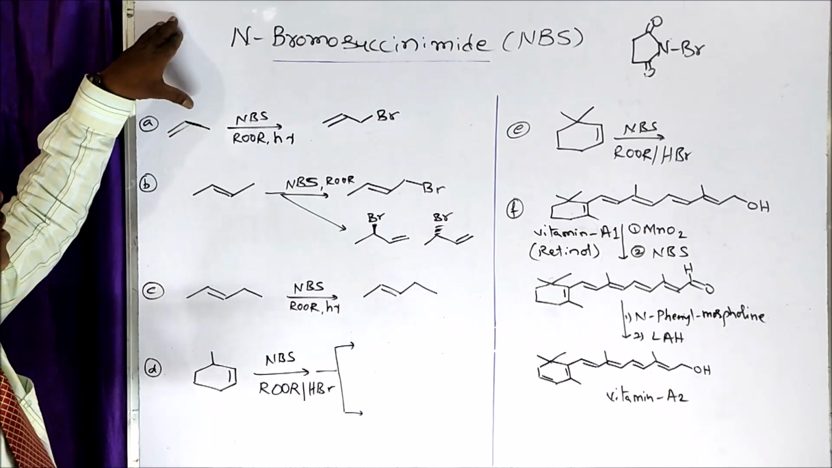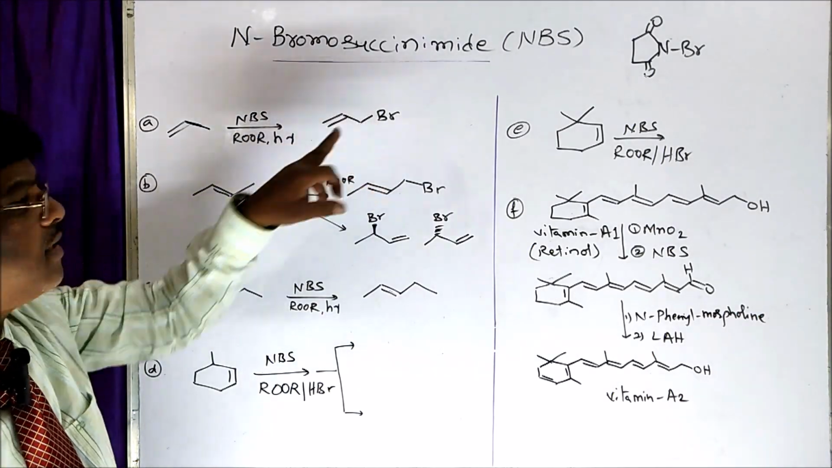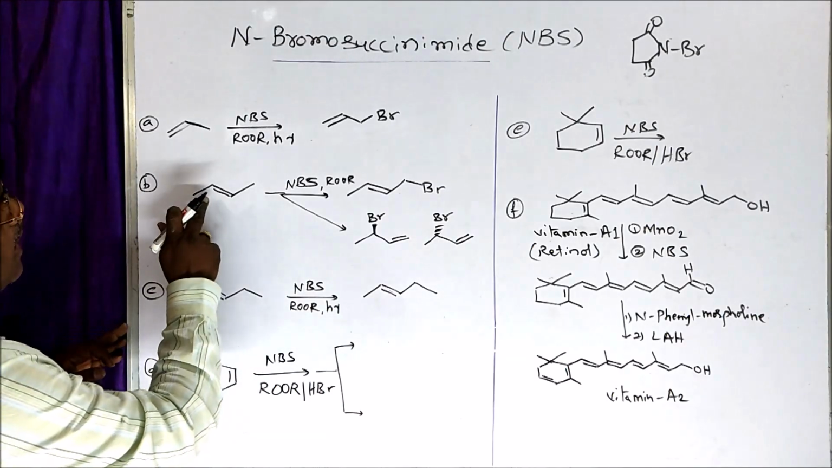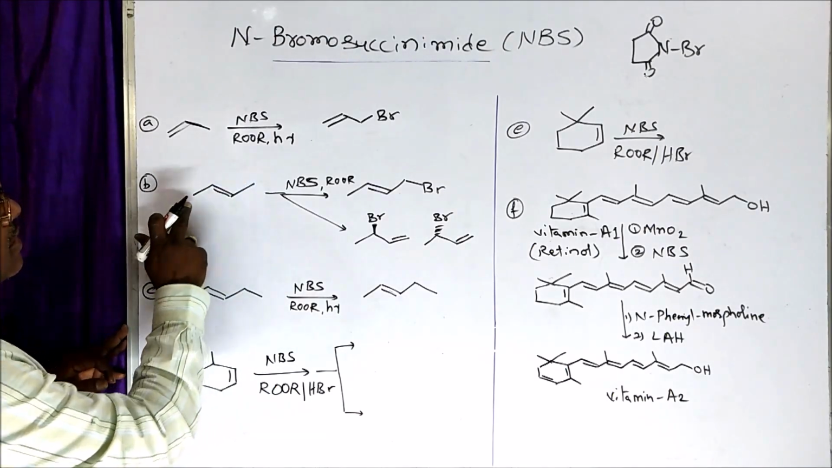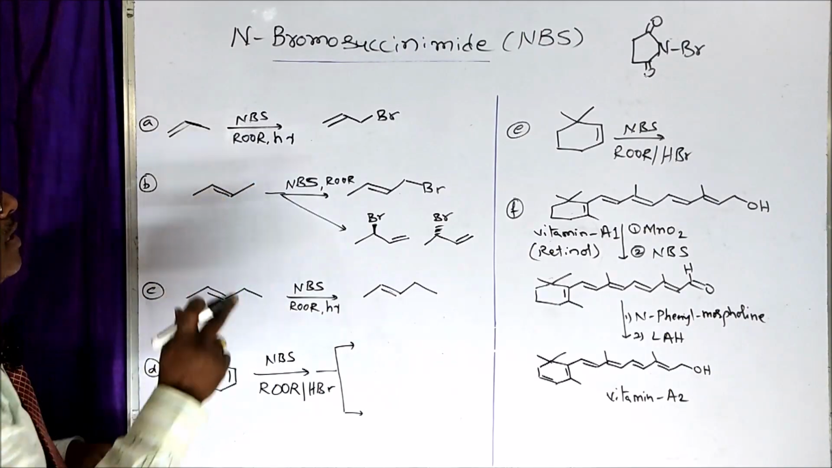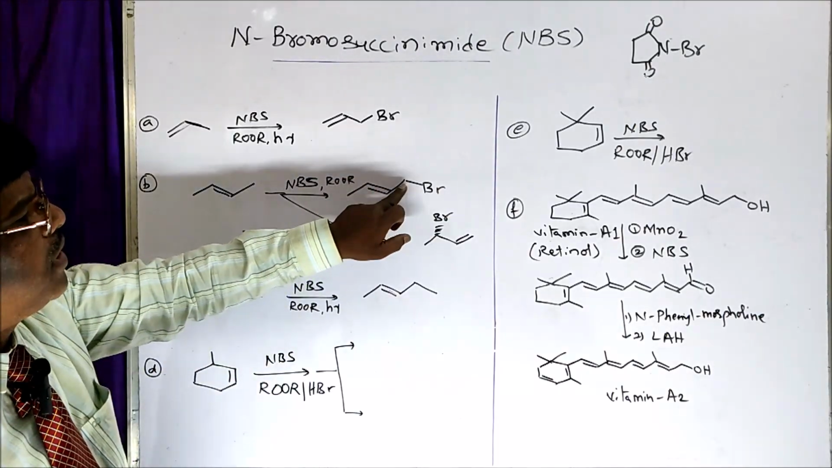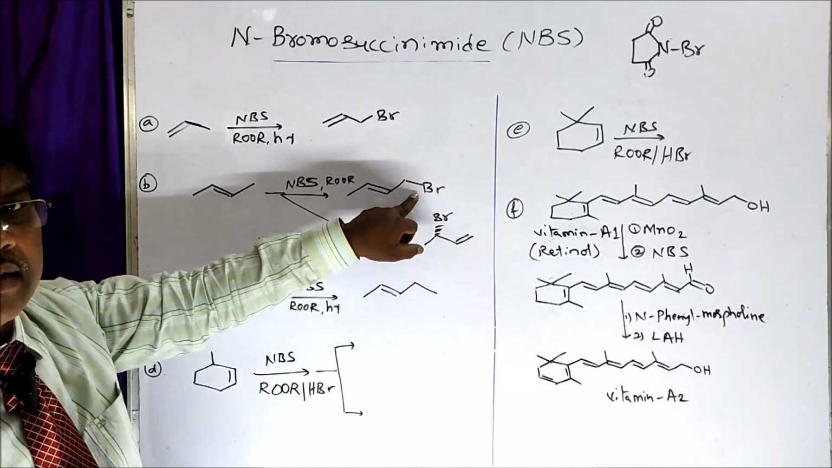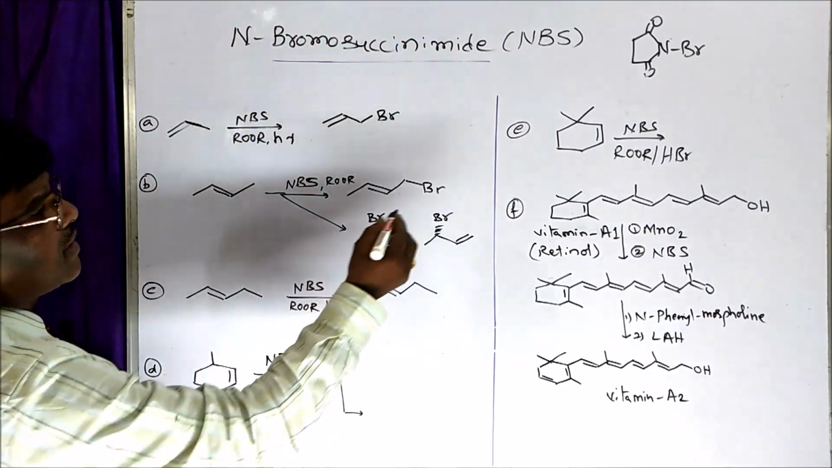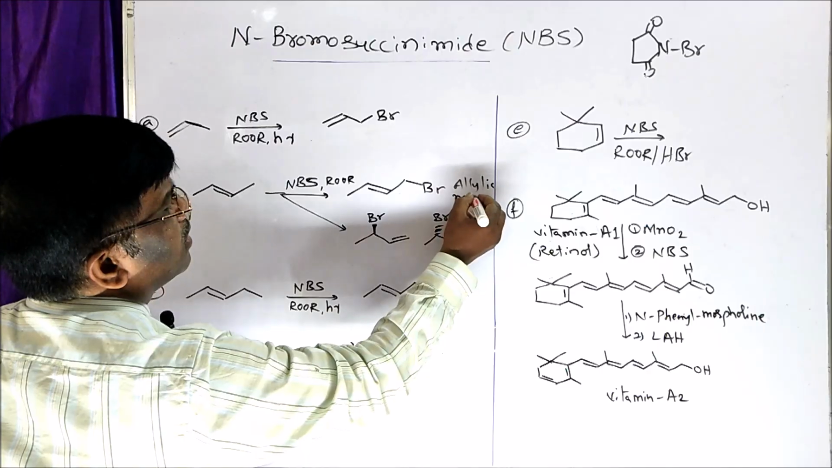Simple allyl group, then you are going to get this allyl bromide as a single product. However, if you take an allyl compound having two positions, this is also one allyl carbon, and this is also an allyl carbon. So what is going to happen? You can get bromination at the allylic position on either this side or this side, and you are going to get the same compound. So this is allylic bromination, giving the allylic compound as a major product.